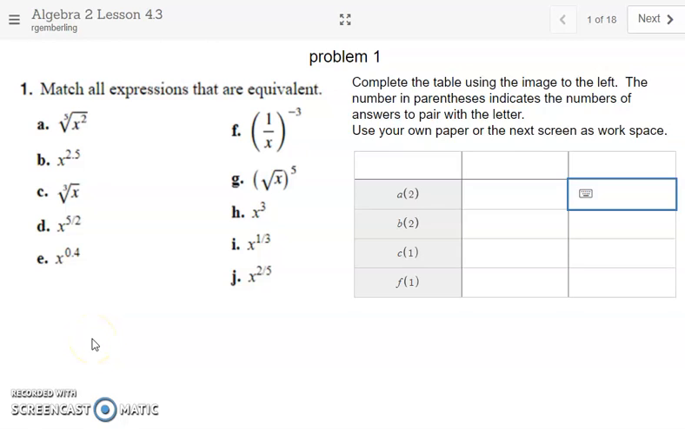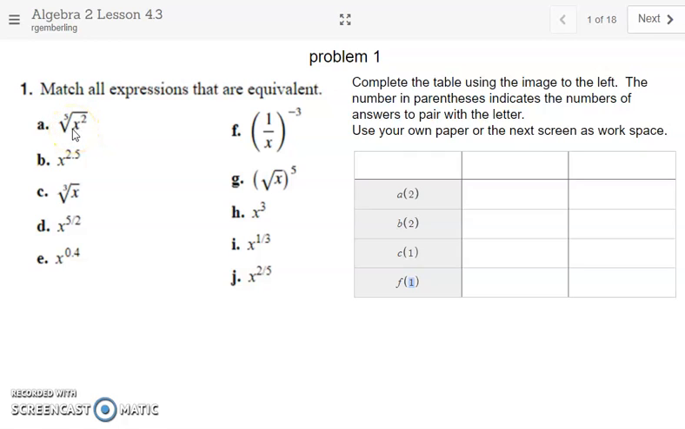In problem number 1 of lesson 4.3, you're being asked to pair or match something in root form. So A and C and G are roots because of the radical symbol, with rational form. That would be like a third, 2/5, 3, 0.4. And in the table, I've indicated in parentheses how many answers get paired up with A. So A and two other expressions here are equivalent to each other, and for F, for example, it's just 1.